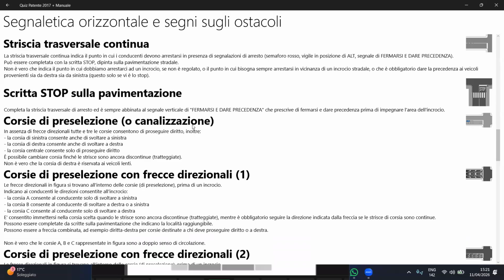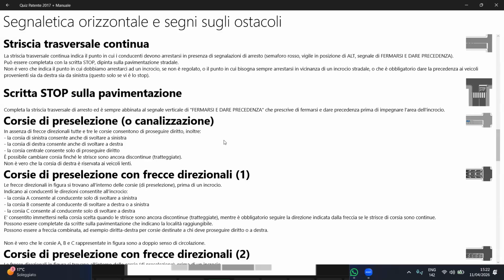Cos'è di canalizzazione? Cos'è di canalizzazione is also talking about cos'è di preselezione. What is the meaning of preselezione or canalizzazione? So let's discuss. Please take note about this word. Now you know what they say for the quiz: in assenza di frecce, di ricevere tutte le cose consentono di proseguire dritto.